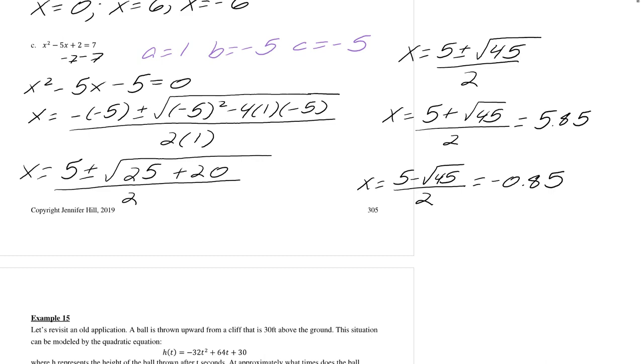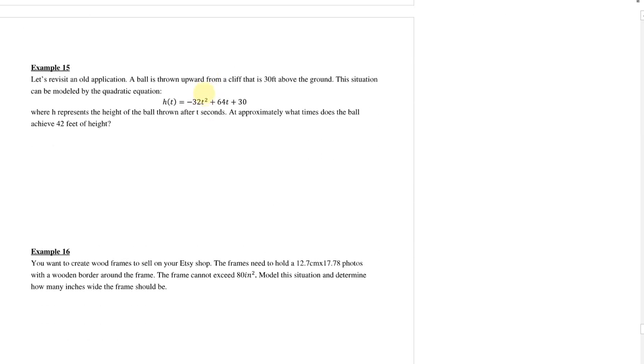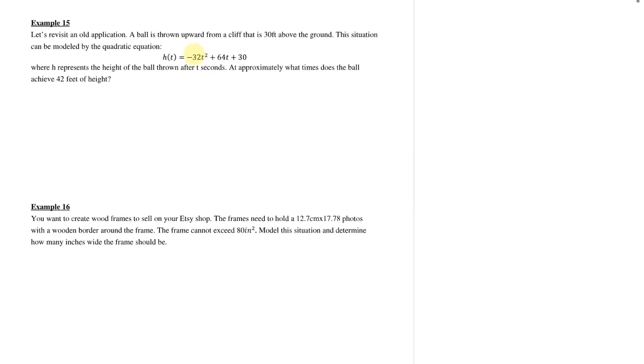Okay, so we have just 1 page left, so let's take a look. So it says, let's revisit an old application. A ball is thrown upward from a cliff that is 30 feet above the ground. This situation can be modeled by this quadratic equation, where h represents the height of a ball after t seconds. At approximately what times does the ball achieve 42 feet of height?